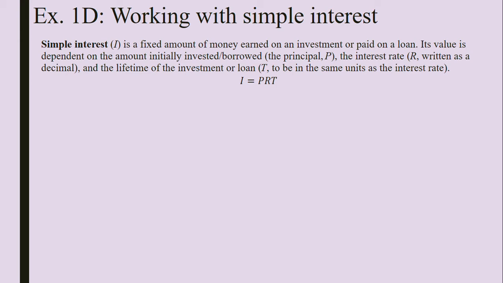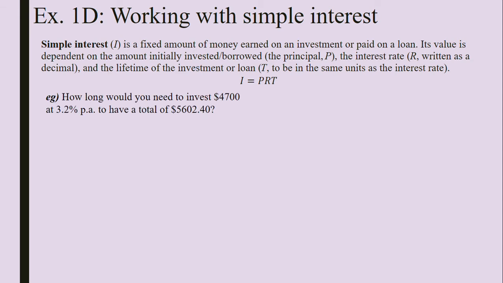So from our previous lessons, simple interest was that fixed amount of money that you earned on an investment or paid on a loan that is determined as a percentage of the original amount either invested or borrowed. Also, it is determined on the amount of time that you are investing or borrowing that amount for. So the simple interest formula is given again on the screen, I equals PRT. And without further ado, we'll jump straight into a couple of examples.